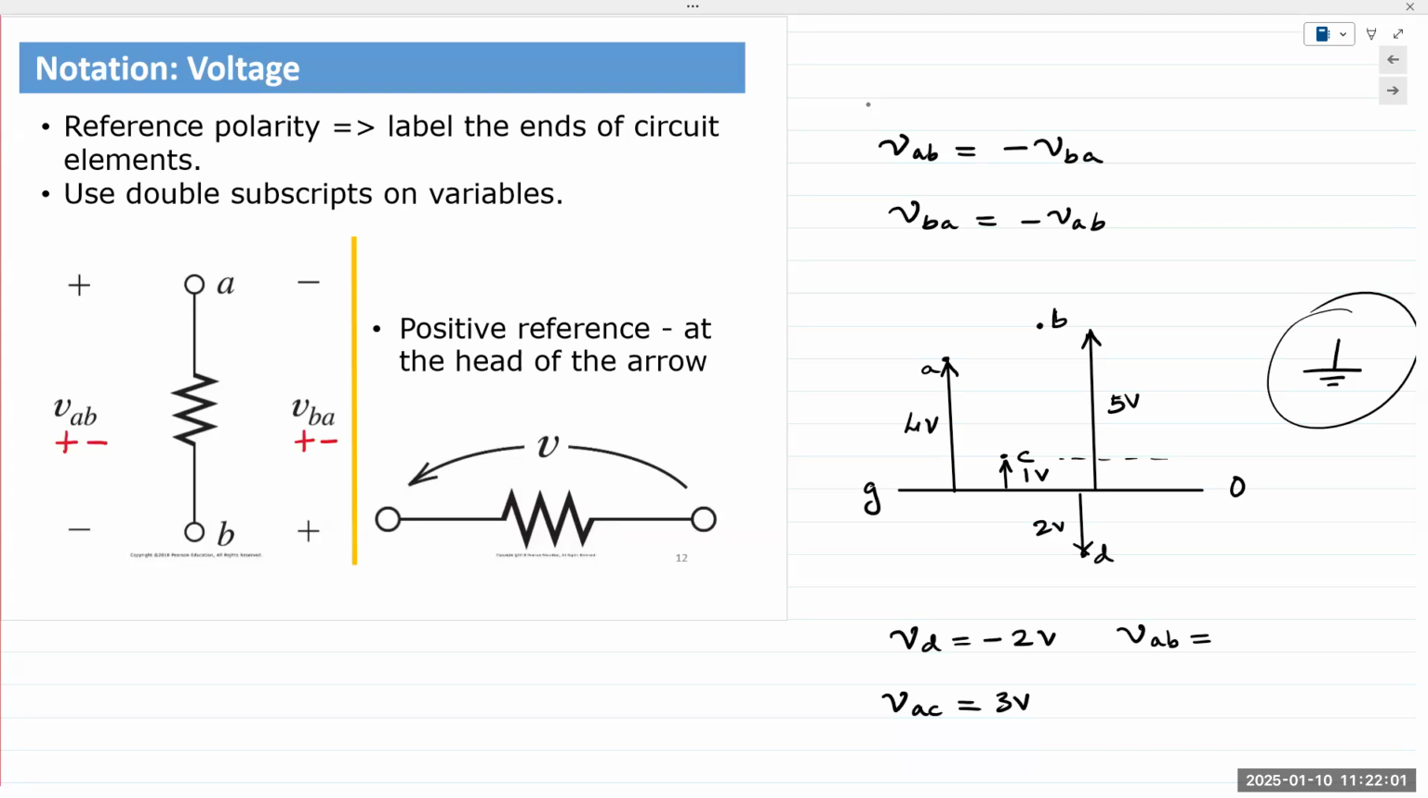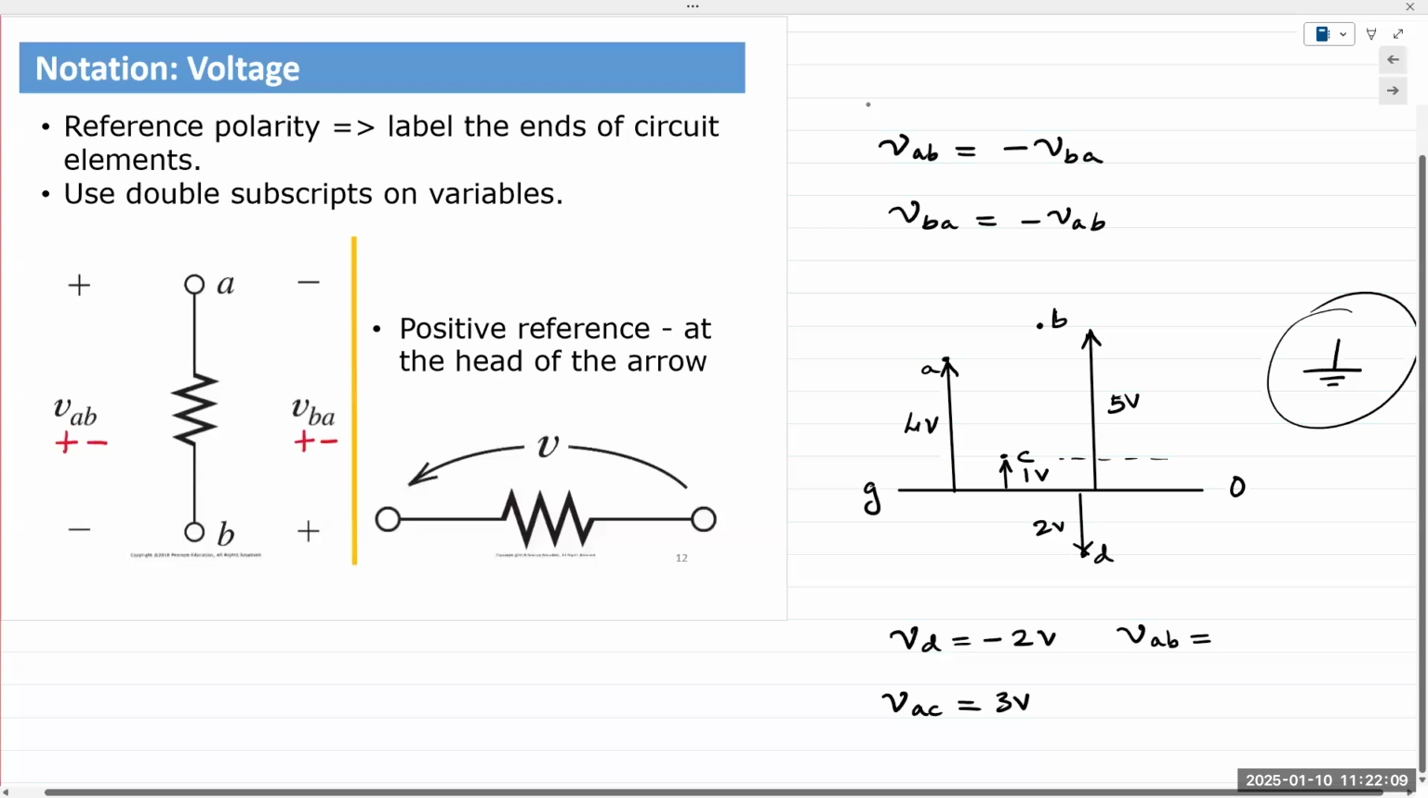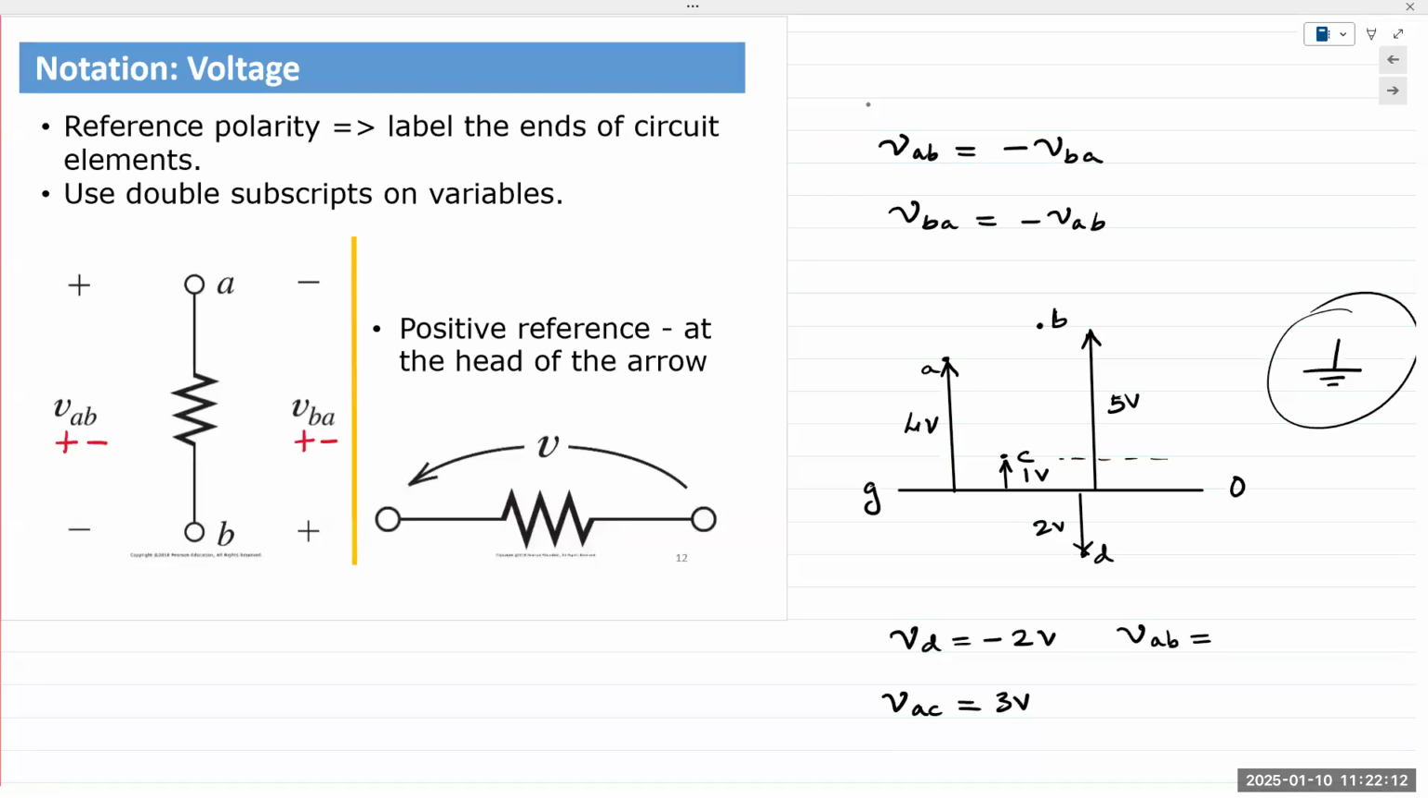Any other answers? I guess we all agree that the magnitude is 1, right? What is my reference point? Am I looking up or am I looking down? We're looking down. My reference point is above. VAB, right? So my reference point is B. I am at B, and I'm looking down at A. Does that make sense? And so it's minus 1 volt.